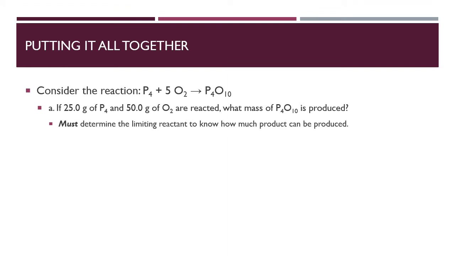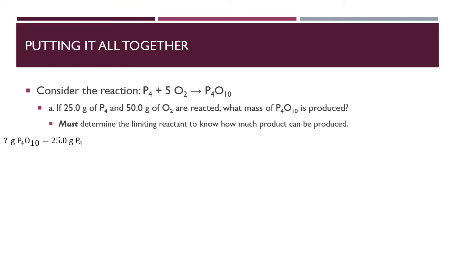Even though the question doesn't tell us to, we must determine the limiting reactant to know how much product we can make. Because I don't know which of these is going to run out first. Again, I can't simply look at the numbers and say, oh, there's less phosphorus, so that will run out first. I have to do the calculation, figure out which one will produce the least amount of my product. That will tell me what my limiting reactant is.